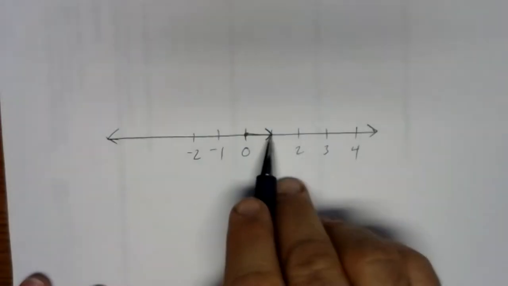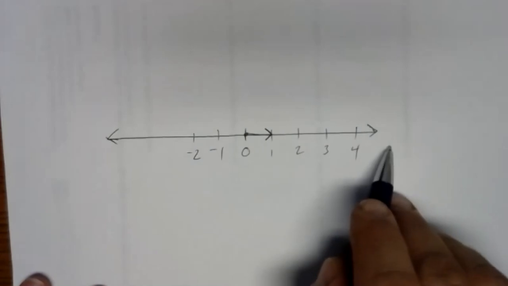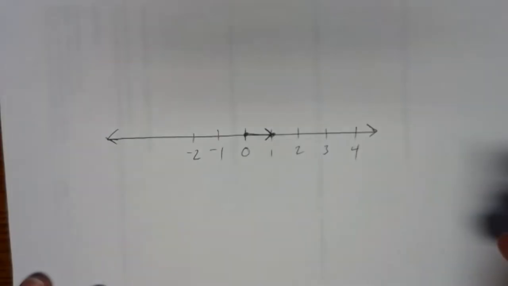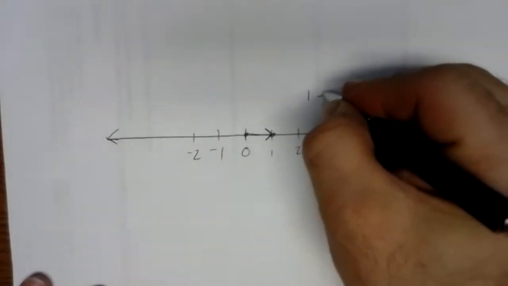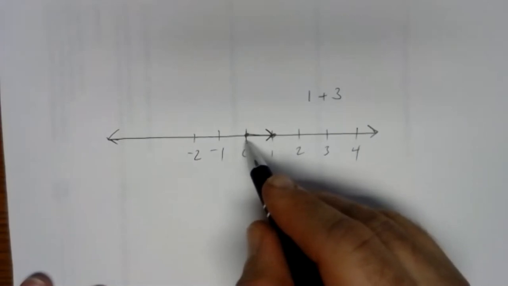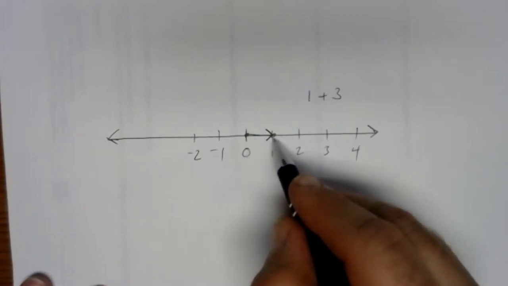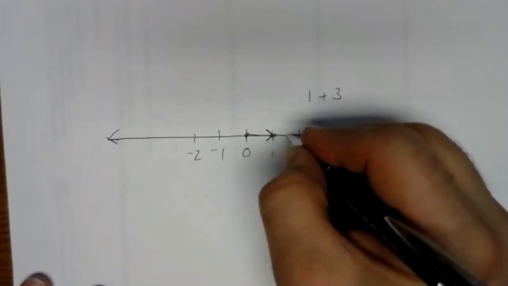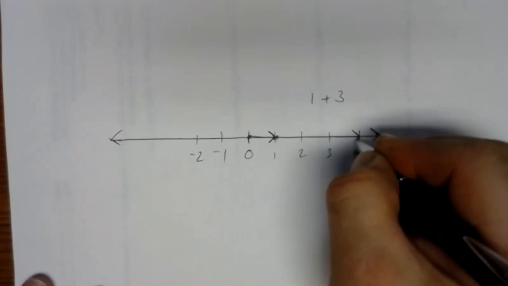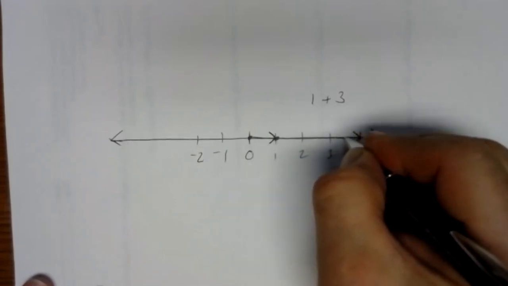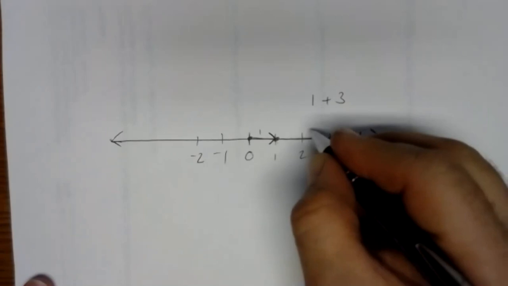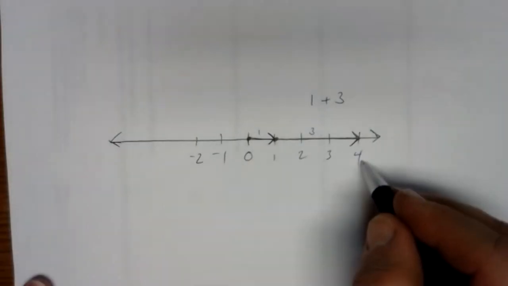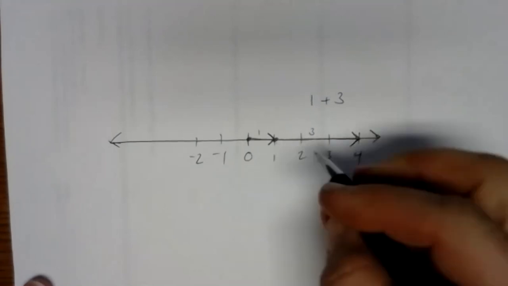And then from 1, I'm going to go 3 more. So you did the addition, essentially has two steps. To add 1 and 3, you went from your starting point to 1 and then went from 1, 3 more spaces. Essentially, you had two arrows here, one representing 1 and one representing 3. The answer was 4, 1 plus 3.